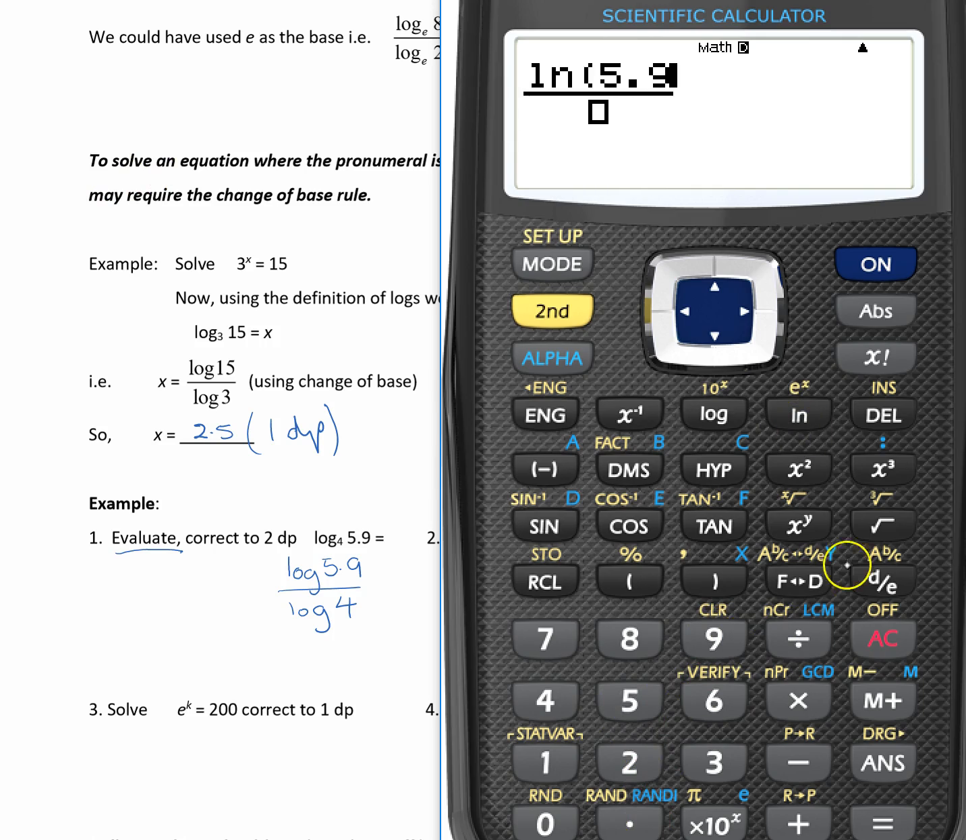5.9, close the bracket, and then 4, make sure I close the bracket, equals 1.28.